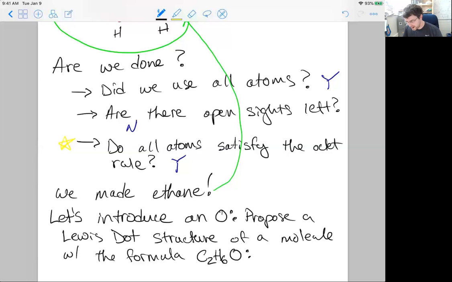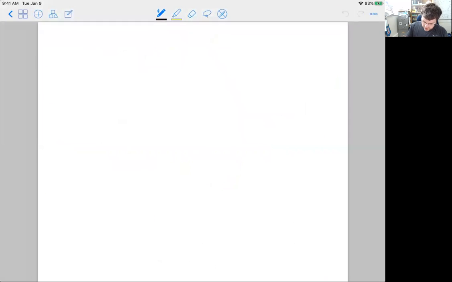In this task I've given you, I've said what I want you to do. Give me a Lewis dot structure. That is all the atoms connected by those little dots that represent their valence electrons. I want you to satisfy the rules using all the atoms, making sure there are no open sites left, and making sure all of the atoms follow the octet rule. So it's the same thing as before, except we have an oxygen atom now. So let's get everything out in front of us. If we have C2H6O, as you're solving these questions, rewrite that molecular formula.